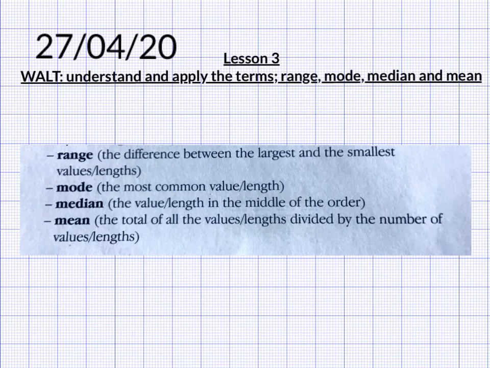Hi Primary 6, today we're looking at understanding and applying the terms range, mode, median and mean. Range, the difference between the largest and the smallest values or lengths. Mode, the most common value or length. Median, the value or length in the middle of the order. Mean, the total of all the values or lengths divided by the number of values or lengths.